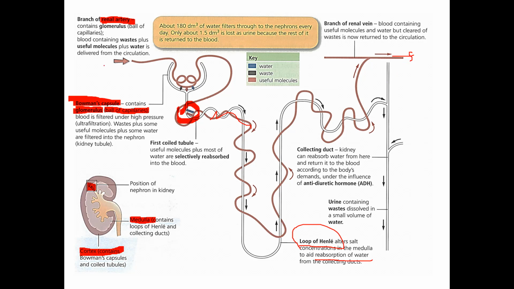So at the end, blood with wastes goes inside the nephron. Here at the end they separate. The wastes will go through the ureter, and the water and useful molecules will go through the renal vein again to the blood circulation.